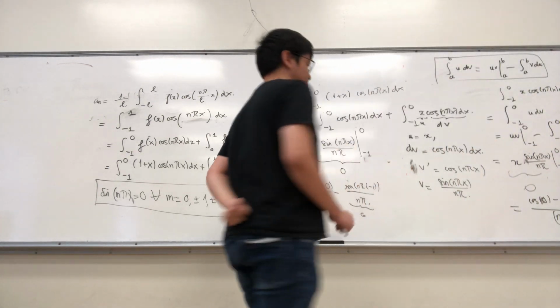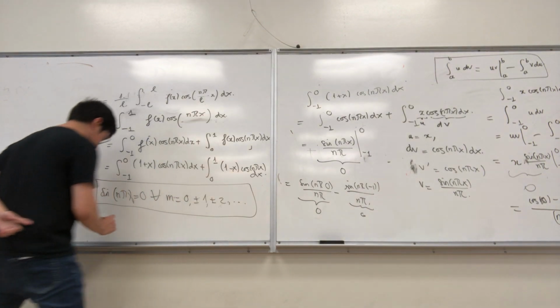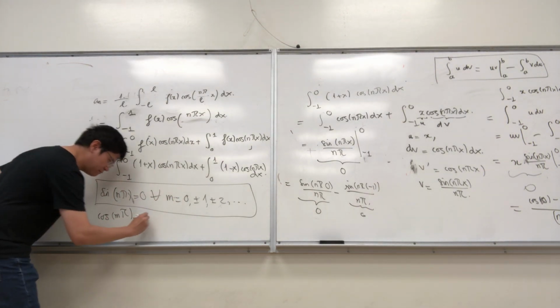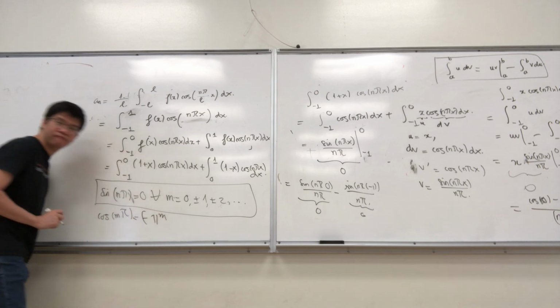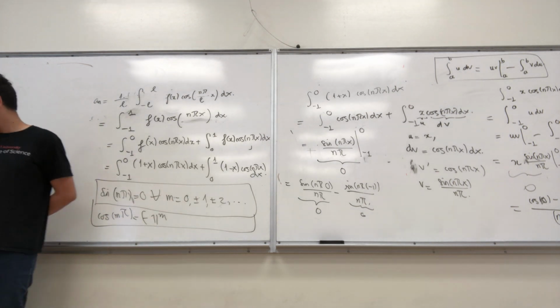All right? So this is another thing that you may remember. So cosine of n pi will be minus 1 to the power n. So these are 2 formulas that you have to remember.